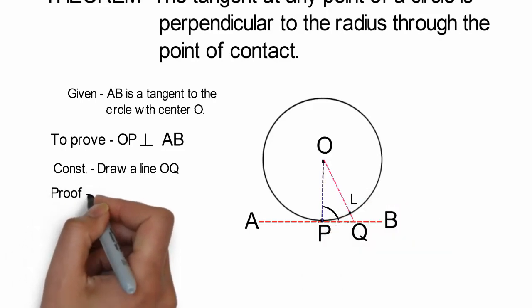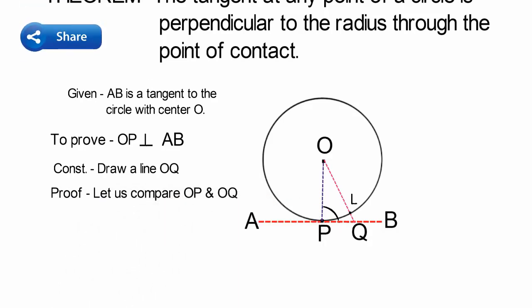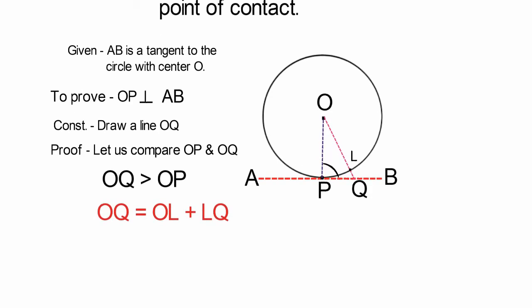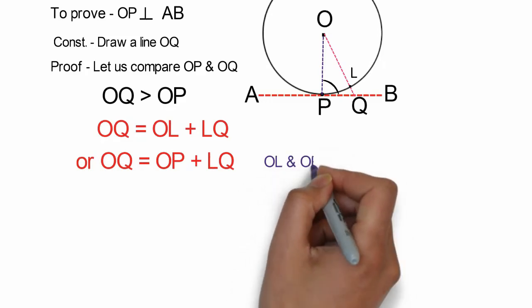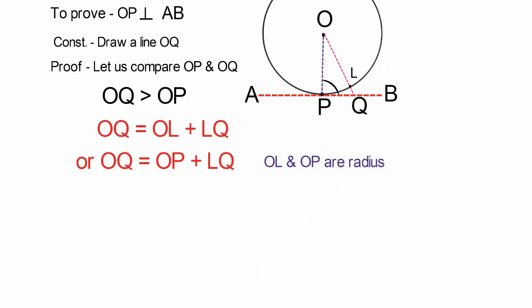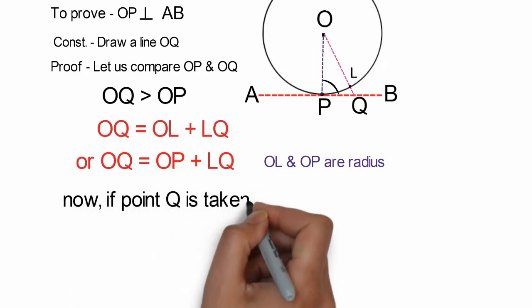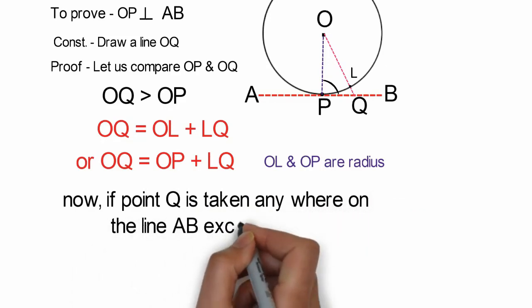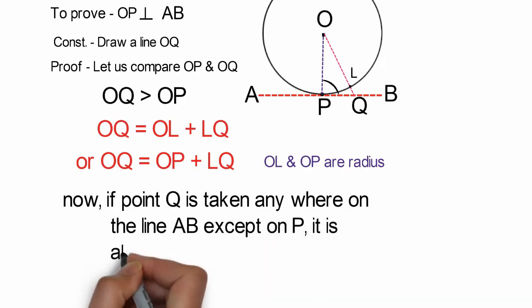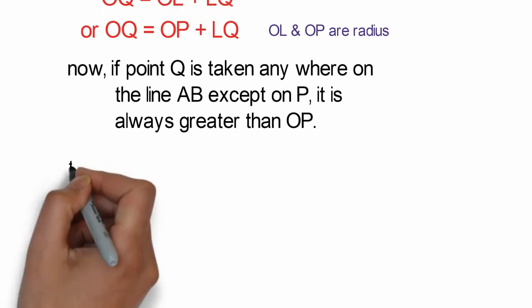Proof. Let us compare OP and OQ. If we compare OP and OQ, we can observe OQ lies outside the circle, so we can say OQ is greater than OP. OQ we can say is equal to OL plus LQ. In place of OL we can write OP. Why? Because OL and OP are radii. So here we can say if point Q is taken anywhere on the line AB except on P, it is always greater than OP. Why? Because it lies outside the circle.